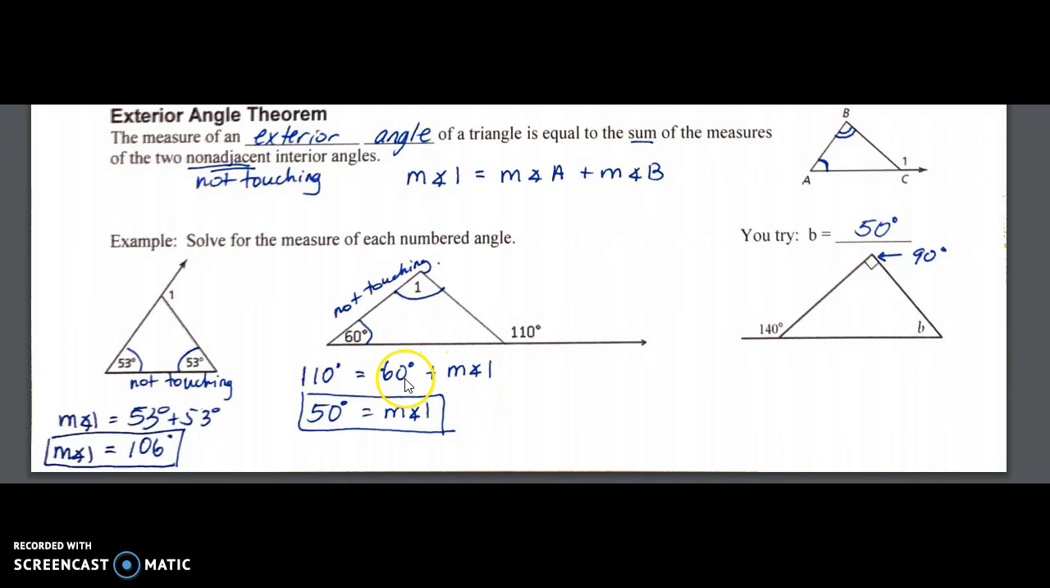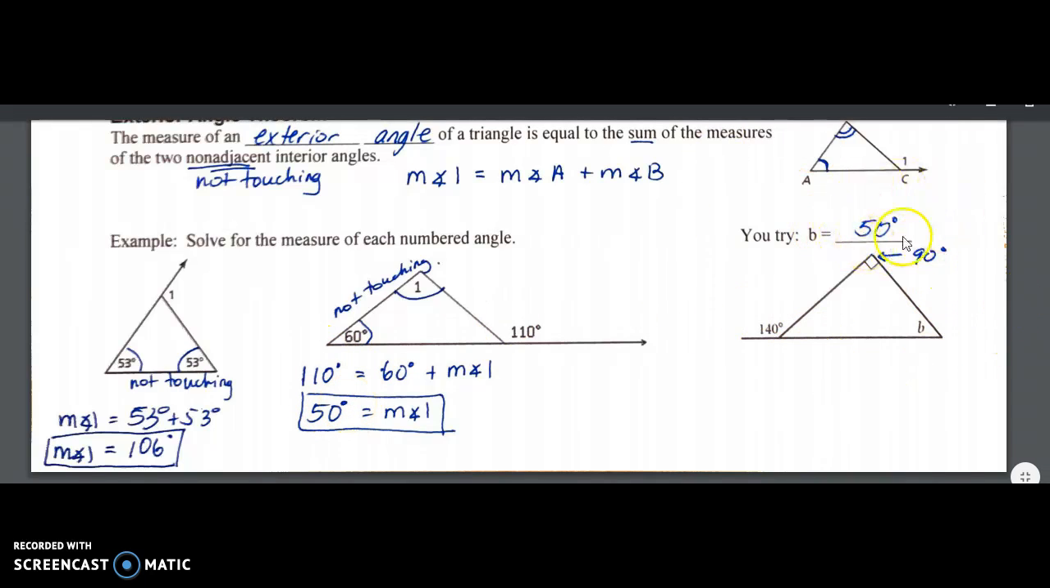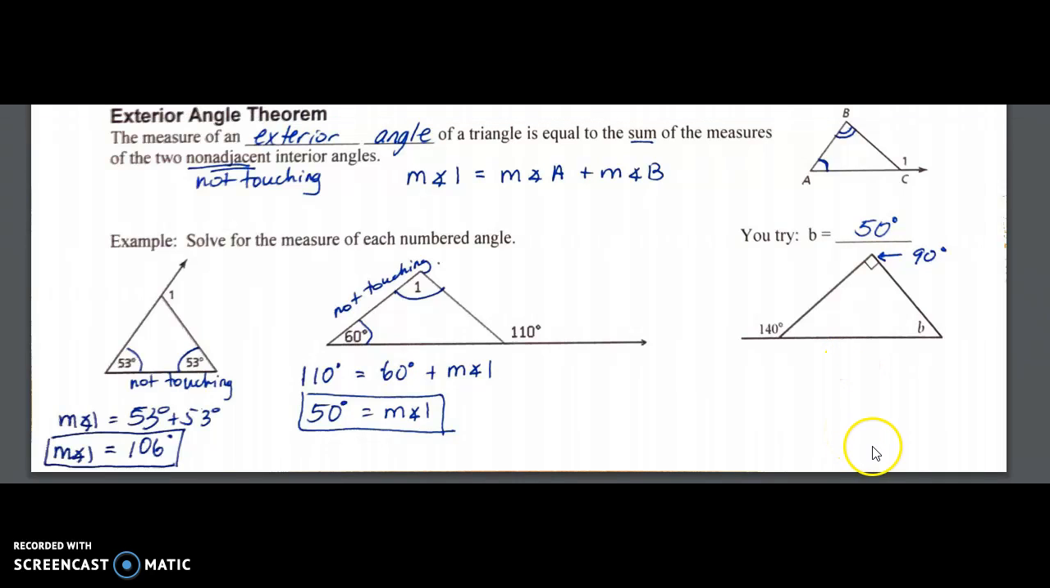Now to solve this, I just simply subtract 60 from both sides. 110 minus 60 is 50 degrees. So the measure of angle 1 is 50 degrees. Now if you look at the U-try, yes, you see the answer. You have to show me the work for it. I want to see the work, and then you can double check your answer. If you're working and you're not getting this answer, ask for help. Go ahead and pause the video so you can work on this for a moment.